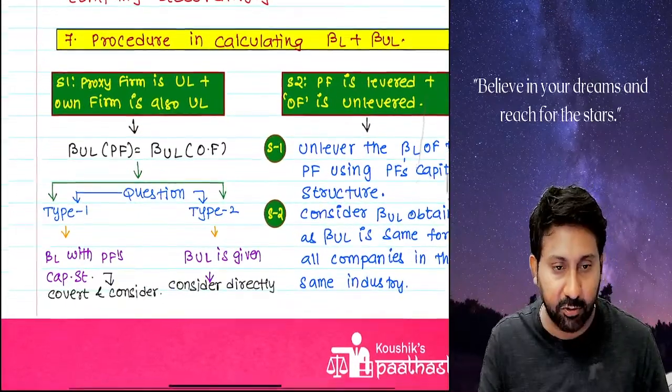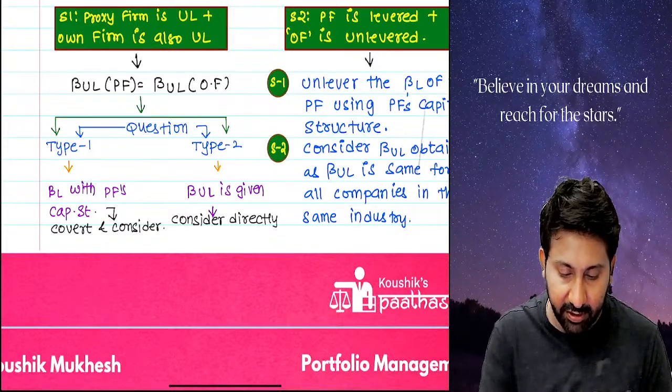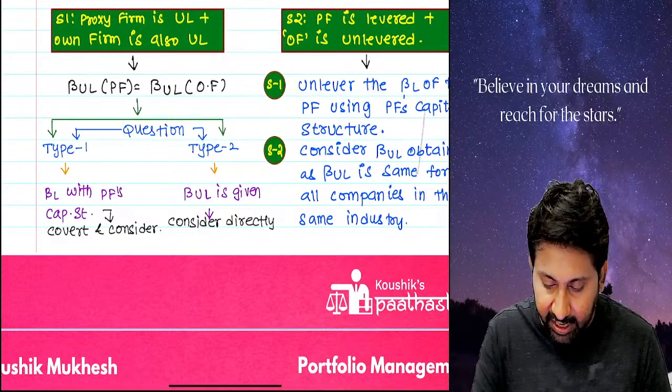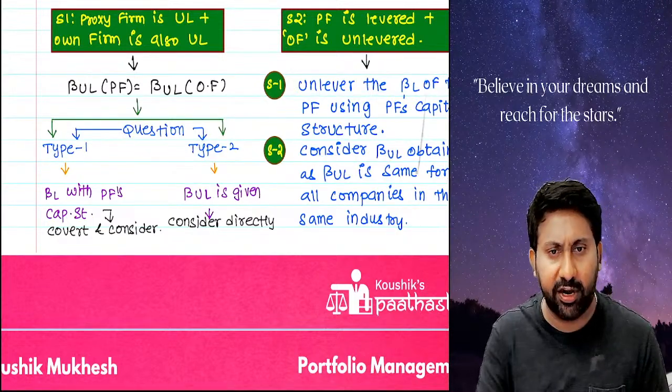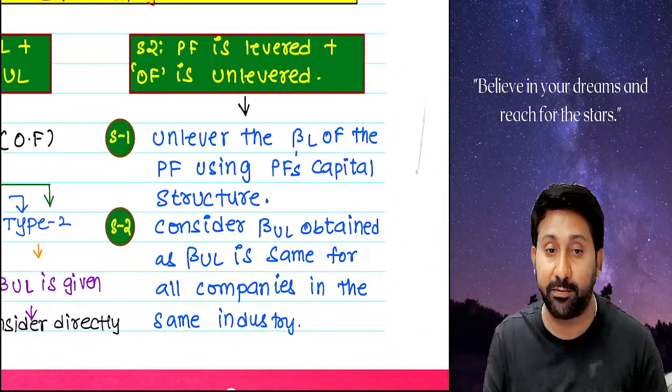There are two types of questions they can ask. Beta levered with the proxy firm's capital structure, convert. Beta unlevered is given, consider it directly. What does it mean? I will show you next. Second type of question.